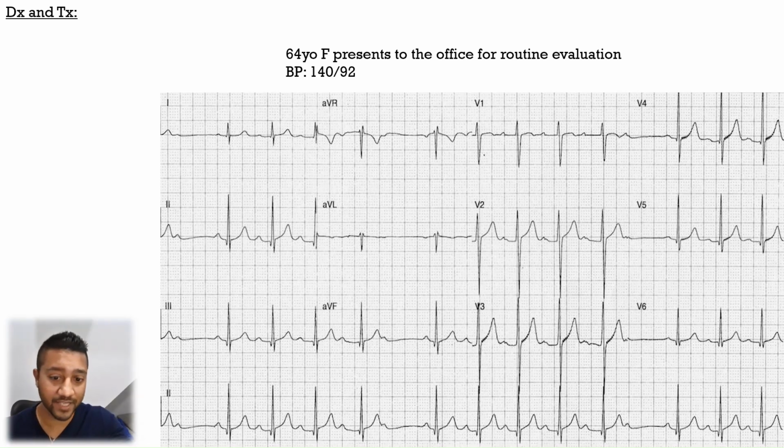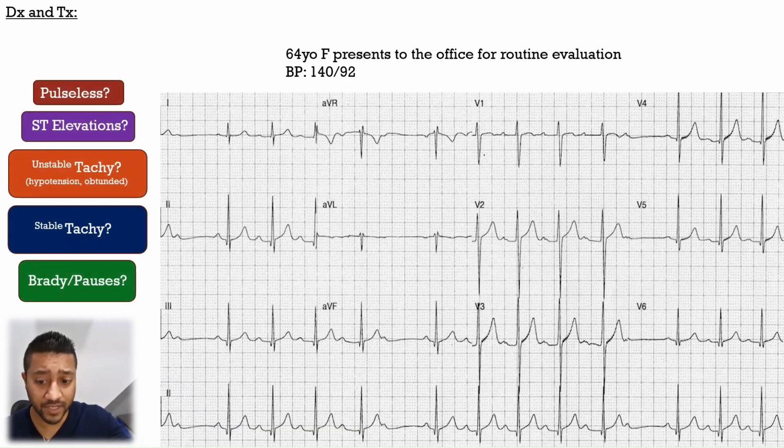All right, let's try this next one. We have a 64-year-old female who presents to the office for routine evaluation, so sounds like they're asymptomatic, and their blood pressure is 140/92. So again, I'm asking myself, do they fall into any of these categories? And I'm looking at the EKG. I certainly don't see any ST elevations.